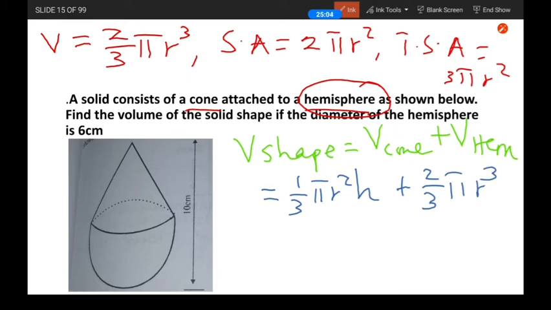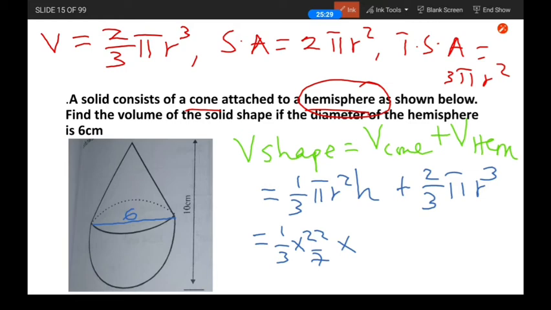I'm using 22 over 7. So what could it be? 1 over 3 times 22 over 7. What do you think is the radius of this shape that we are given here? They gave us the diameter of the hemisphere to be 6. And if diameter is 6, that means the radius becomes what?